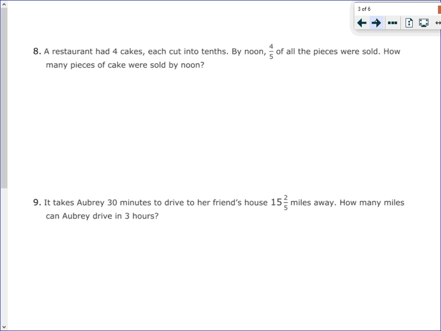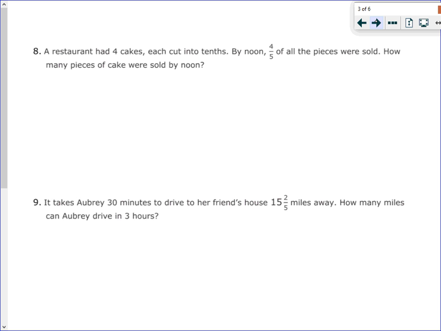A restaurant had 4 cakes, each cut into tenths. So we're going to have 40 pieces there for those 4 cakes. By noon, 4/5 of all the pieces were sold. How many pieces of cake were sold by noon? So they're cut into tenths. By noon, 4/5 of all the pieces were sold. So there's a couple ways you can do this one. You can do 4 cakes, which is 40 pieces, because they're cut into tenths, and then multiply that times 4/5, and that'll tell you how many were sold by noon.